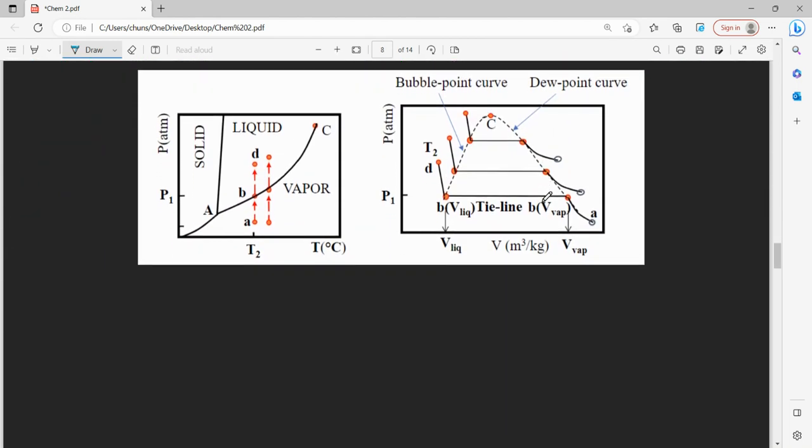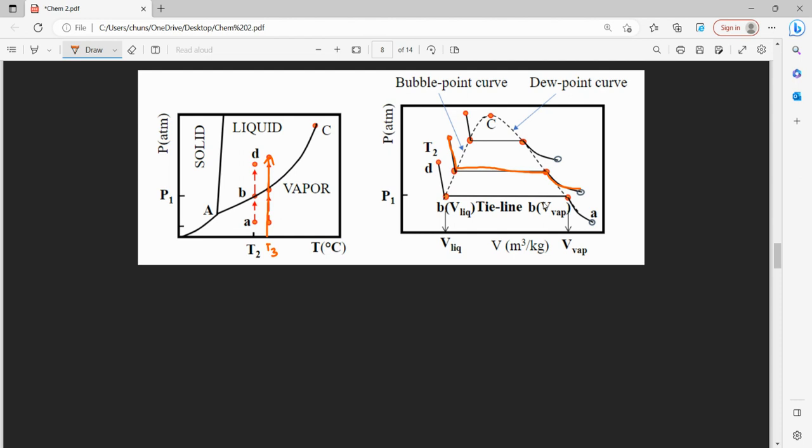So we can have multiple tie lines. So say if we had a different isothermal process in orange right here, that would be reflected by this isotherm here. Sorry, no. Since it's at a higher temperature, it's going to be a little higher on our PV diagram.